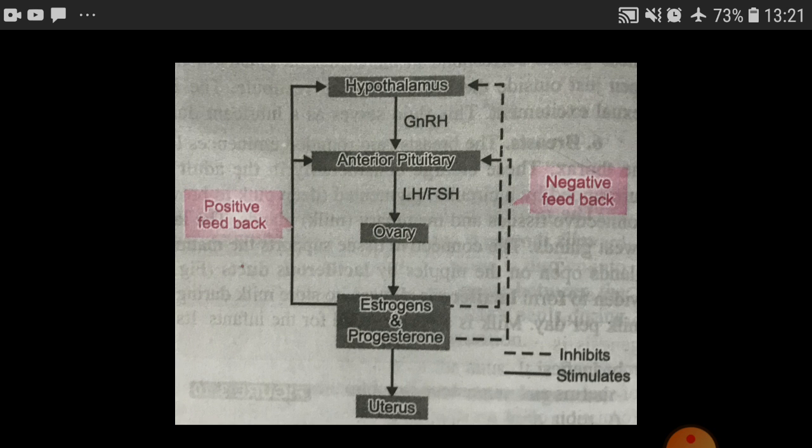So here you see the positive and the negative feedback from the hypothalamus, anterior pituitary and the ovary. When the hormones are fed as a positive feedback, they increase in their concentration, and when they are not required, they act as a negative feedback, and they do not permit the hypothalamus and the anterior pituitary to form the hormones. So this is about the hormonal control of the male and the female reproductive system.